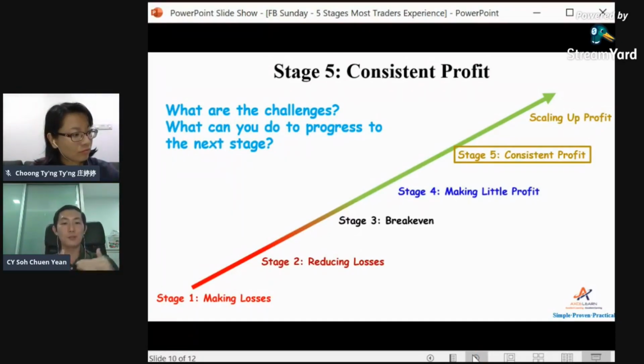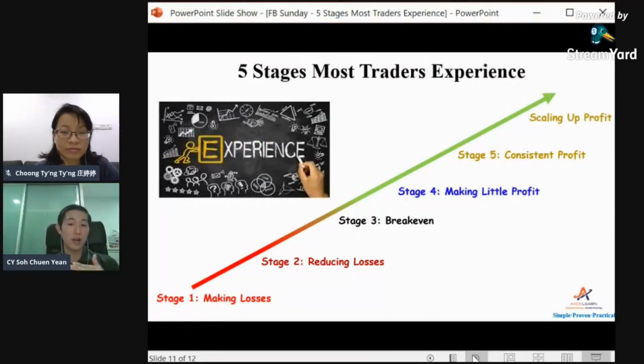And well, if you want to grow from stage 5 and beyond, the challenge here would actually be getting bigger. So which means you will need to trade bigger, you will need to take more good calculated risk on your best trading strategies. So how do you go from stage 5 to going up further? So beyond stage 5 is actually scaling up your profit. So scaling up here means that you would need to trade bigger. So from stage 5 onwards and beyond, you need to have a growth mindset. You need to keep growing. You need to stretch your boundaries, stretch your limits.